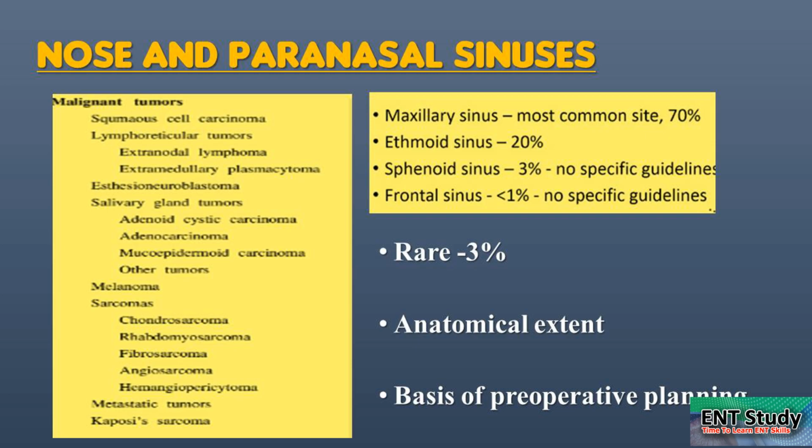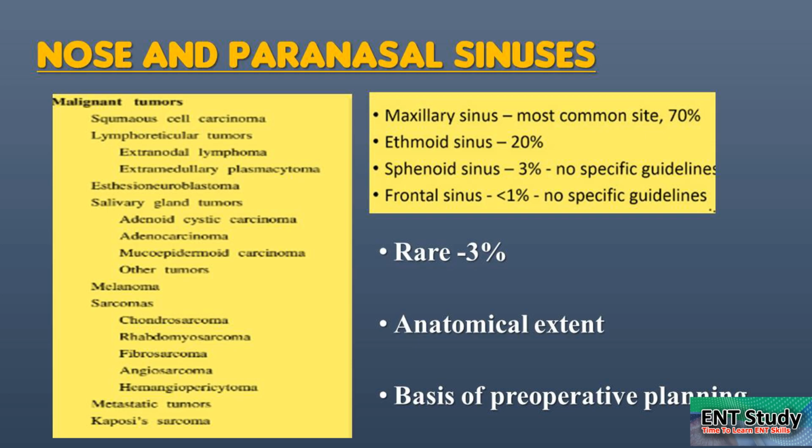But my own concept was that if I am seeing something asymmetric, irregular, heterogeneously enhancing, which is definitely eroding the bones, it's more likely to be tumor rather than infection. The maxillary sinus is the most common site of tumor.